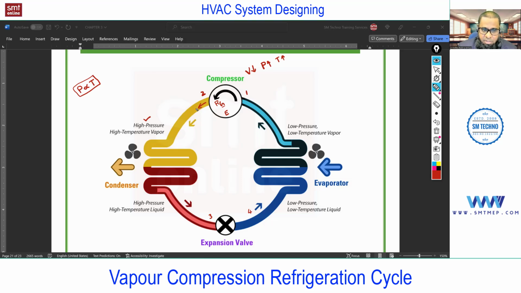So what will happen? The refrigerant, which is at high pressure and temperature, we are supplying to a heat exchanger called the condenser. The name will give you the idea. The condenser means condensation will happen inside this, a change of phase from vapor to liquid. So when the refrigerant enters the condenser in the form of vapor with high pressure and temperature, it will flow inside this tube, and it's a heat exchanger. So what will happen in the heat exchanger?